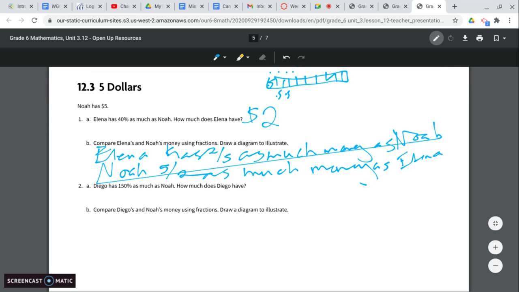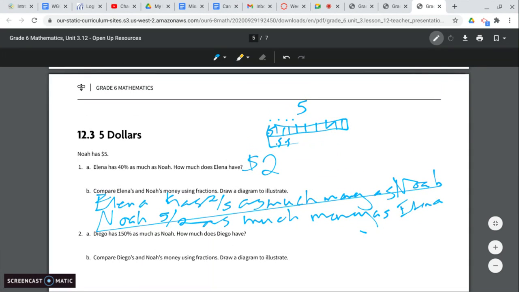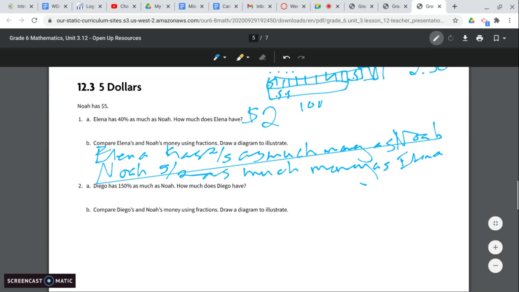So number 2, Diego has 150% as much as Noah. How much does Diego have? So we know Noah has $5. Now we're saying that Diego has more than the $5 because $5 represented our 100%. So now, building off of this, this is our 100. We need to add 50% more. So remember, each one's going to be 50 cents, and we have to add 5 more. So 5 times 50 is going to give us $2.50 added to our $5.